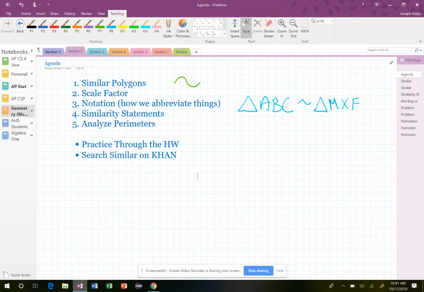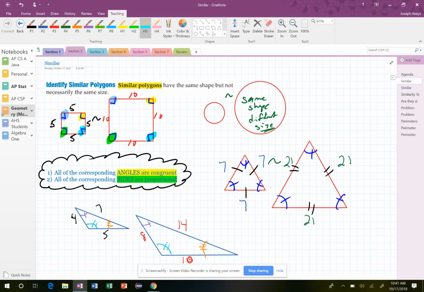Hey class, we are going to learn about similar polygons and their characteristics. Here are the other things we're going to be learning about over the next few short videos. So let's just dive into what is similar.